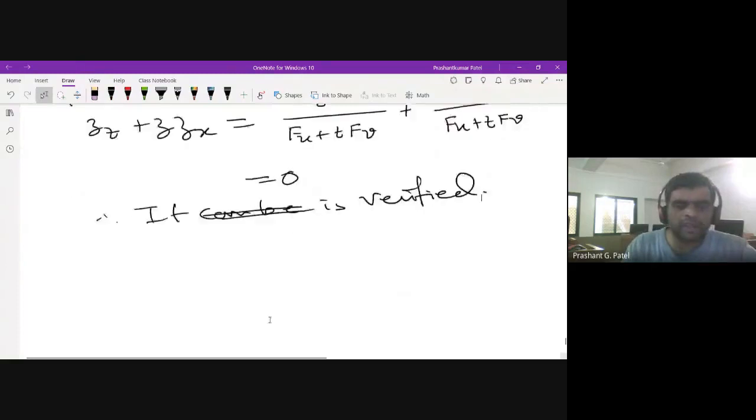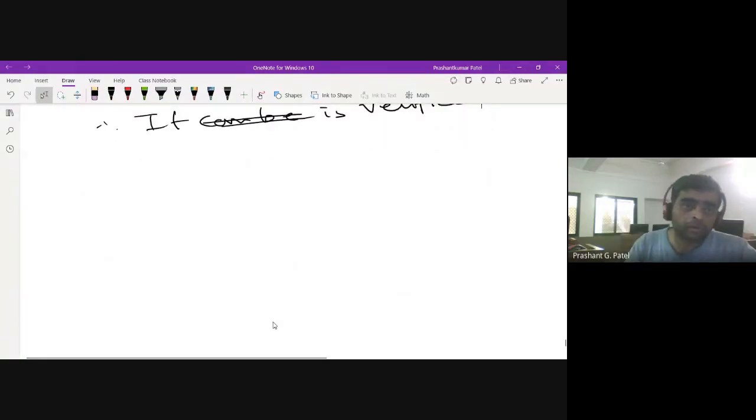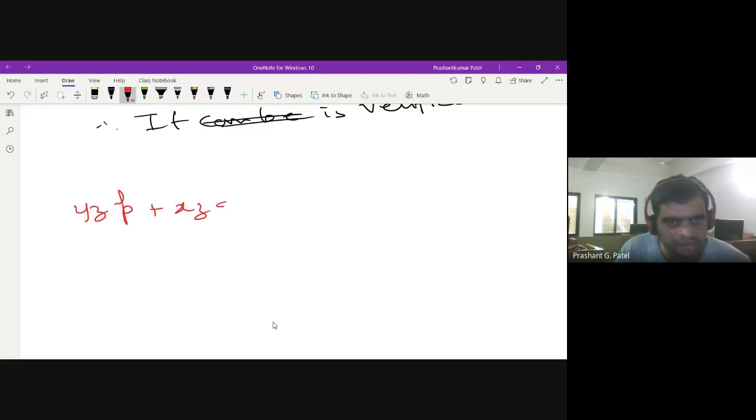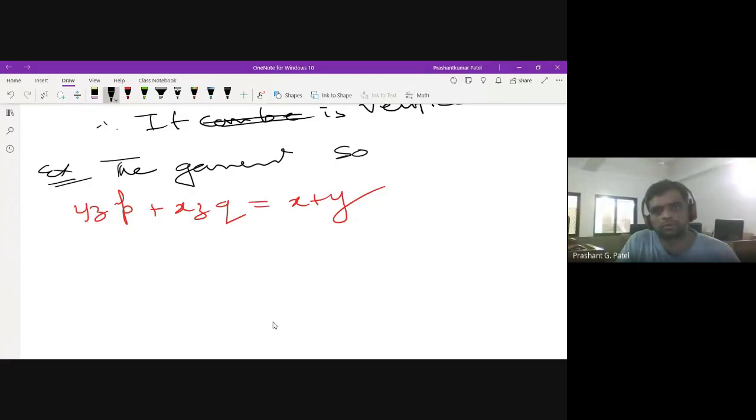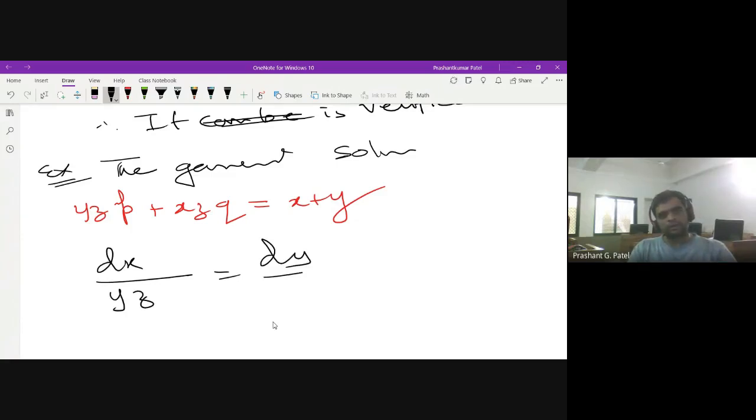Now in the similar way, you can have lots of other examples. You are now able to solve. So there are basically these 3 types of technique which I have explained to you. Let's solve this one. yzp plus xzq equal to x plus y. The question is again asking to find the general solution of this. So the auxiliary equation, now I'm not writing that in detail, is dx upon yz, dy upon xz equal to dz upon x plus y.